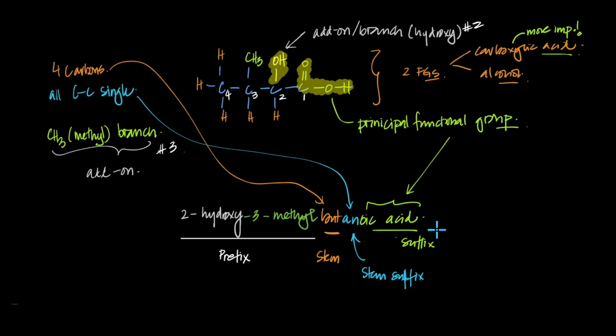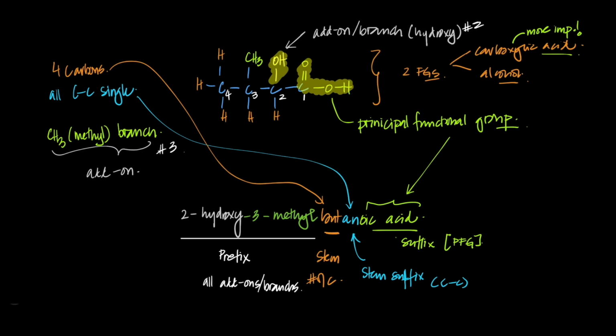The suffix of the name, the end of the name, is the principal functional group. The stem suffix is the carbon-carbon bond. So the stem suffix tells me the carbon-carbon bond. The stem tells me the number of carbon atoms. And the prefix tells me all the add-ons or branches. Also more technically known as substituent groups. Okay, substituent groups. And that's what we are going to be attacking.